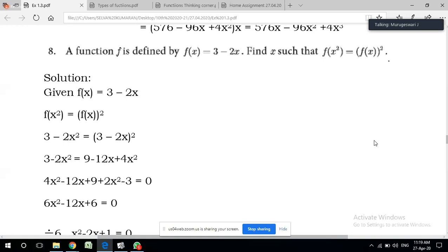Now you can solve it. We get 6x square minus 12x plus 6 equal to 0. In this equation, 6 is common for all the terms.